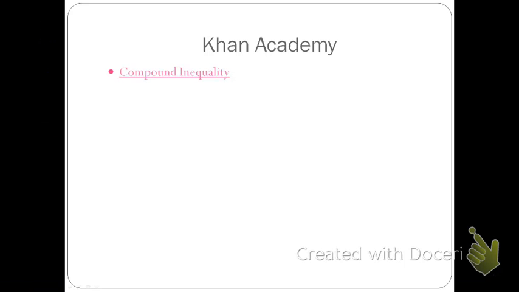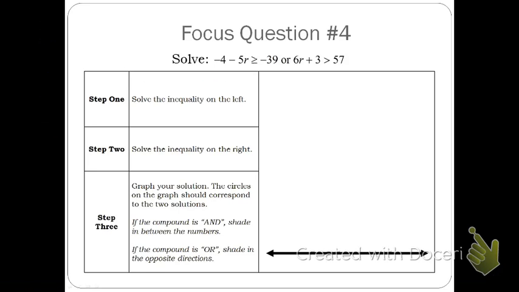Alright, let's take a look at one more problem. Here you have negative 4 minus 5r is greater than or equal to negative 35, or 6r plus 3 is greater than 57. So I'm going to solve each inequality statement independently. Negative 4 minus 5r greater than or equal to negative 39.